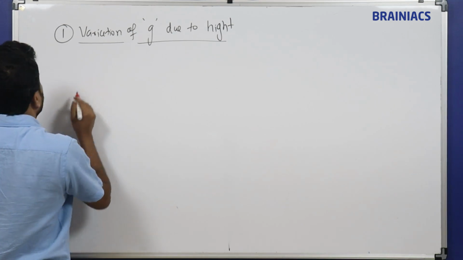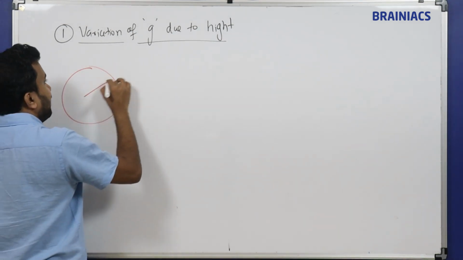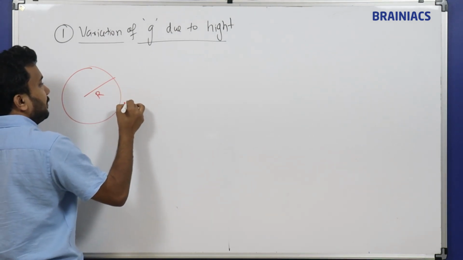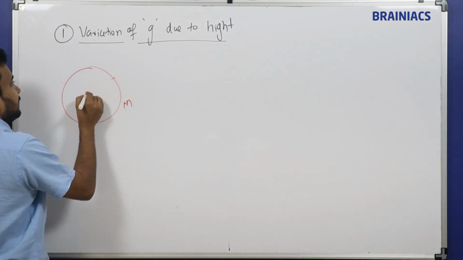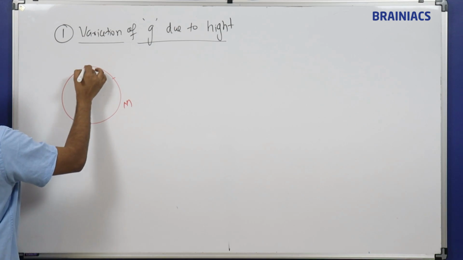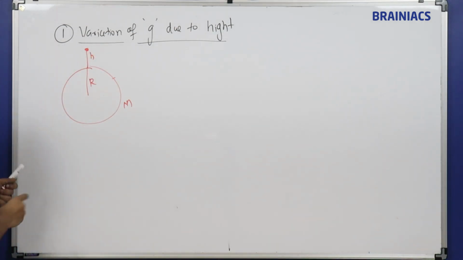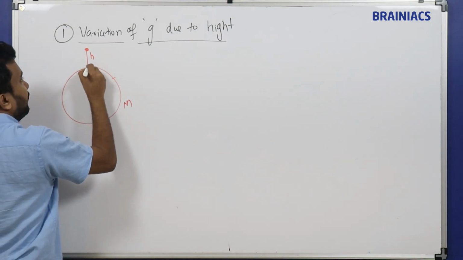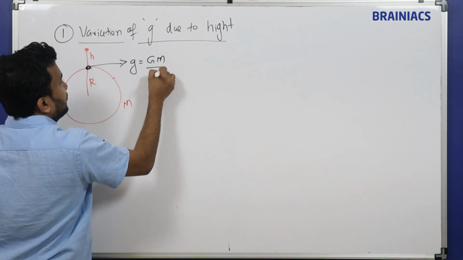So let me make it. We have a circle like this one. This is the Earth having mass m and radius r. I am going to a height of h above the Earth. So at the surface, I know g is equal to Gm by R square.